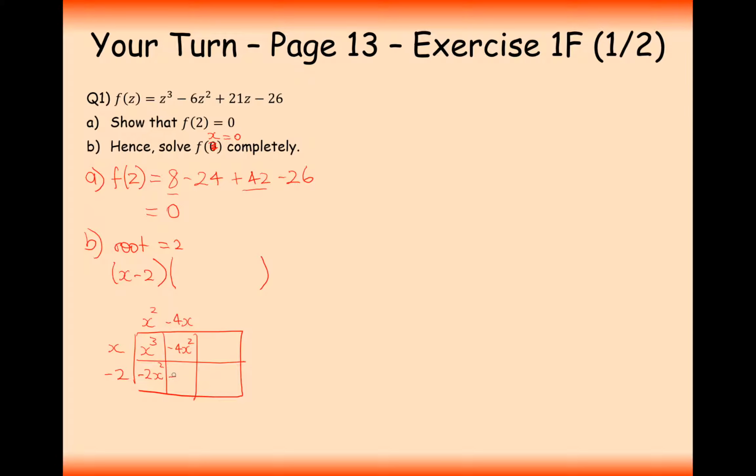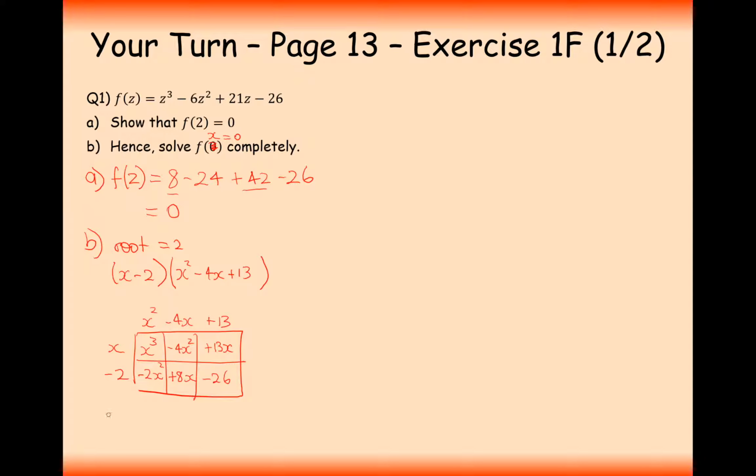So then that will give us a plus 8x down below here, but we want a plus 21x, so we'll need to add on 13 more x's. So we'll need a plus 13 here, so that will give us a minus 26 at the end. Good, okay, perfect. So that's worked out very nicely. Please excuse the x's and the z's. It doesn't really matter what letter we use. So we'll have x minus 2 bracket x squared minus 4x plus 13.